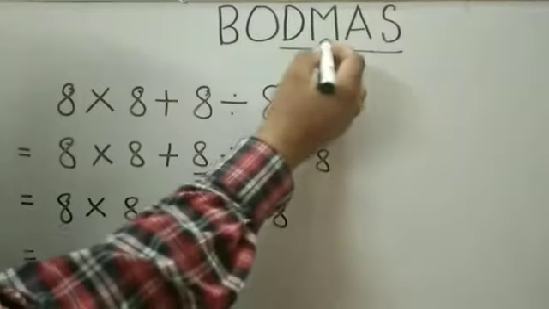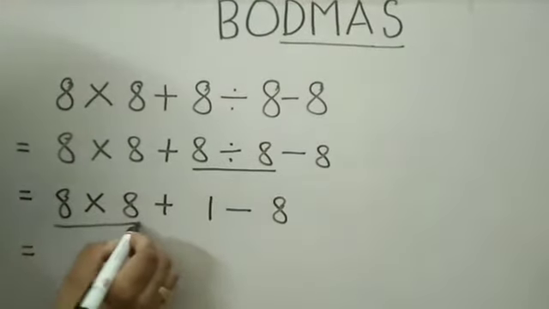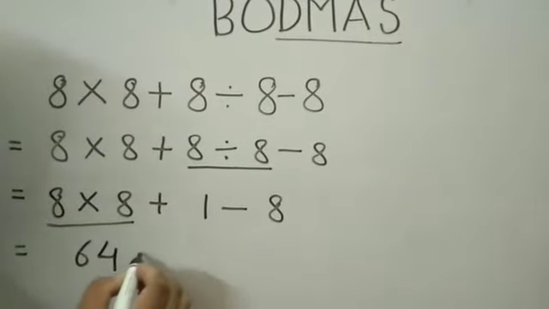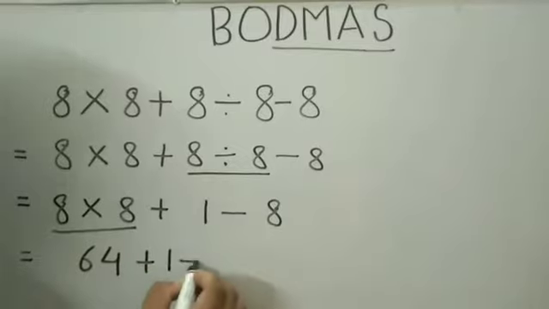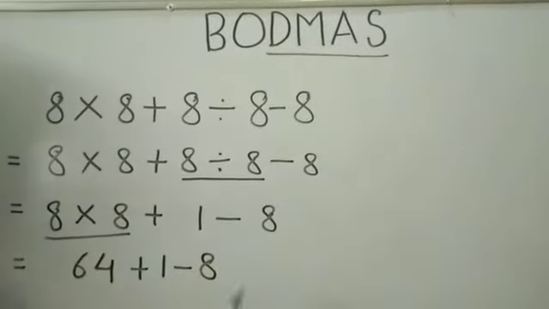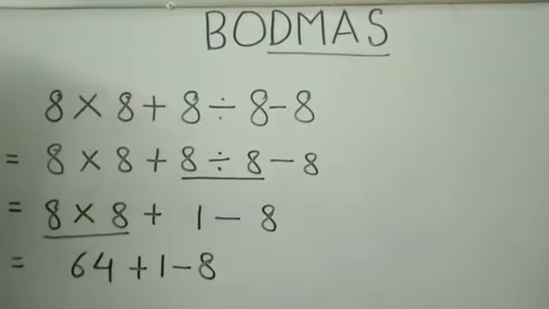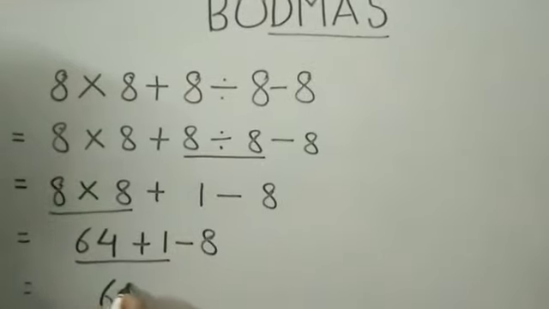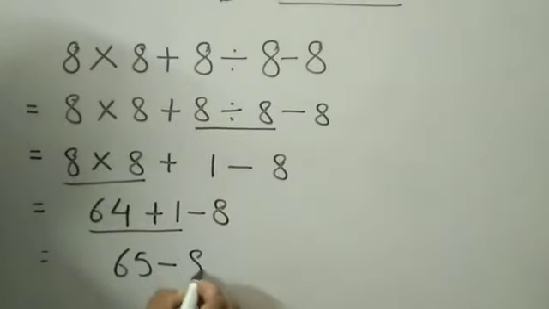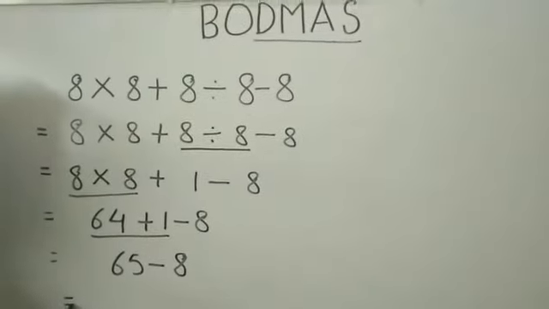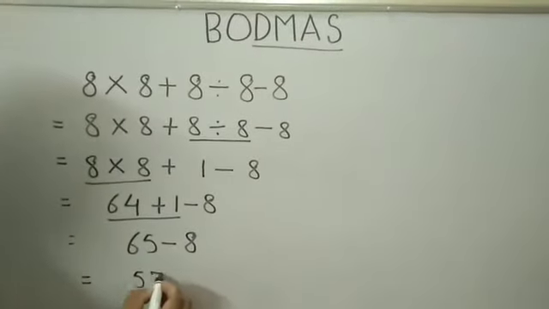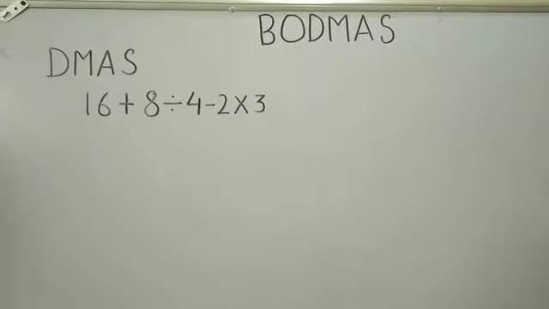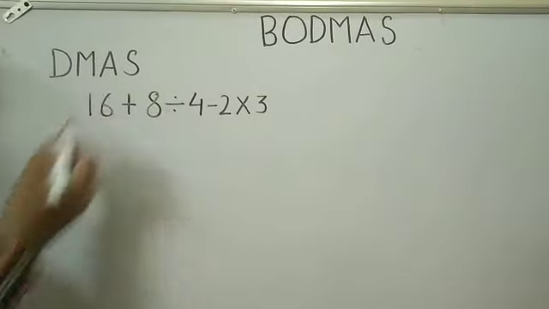Then M. M stands for multiplication. 8 8s are 64 plus 1 minus 8. Then addition, A. 64 plus 1, 65 minus 8, and your answer will be 57. Thank you. Let's solve some more examples on BODMAS.